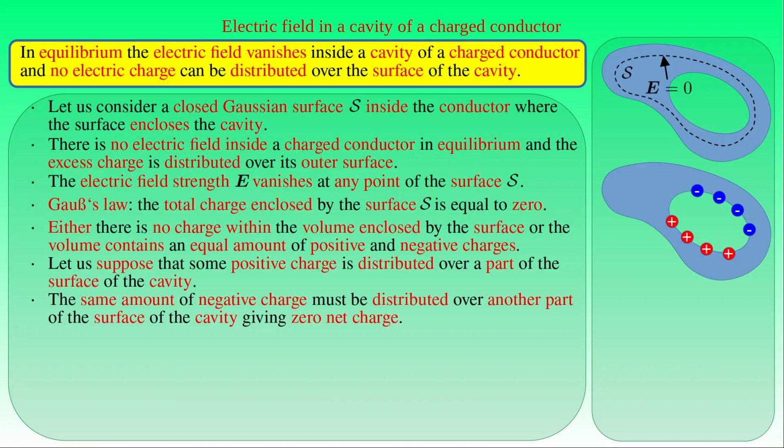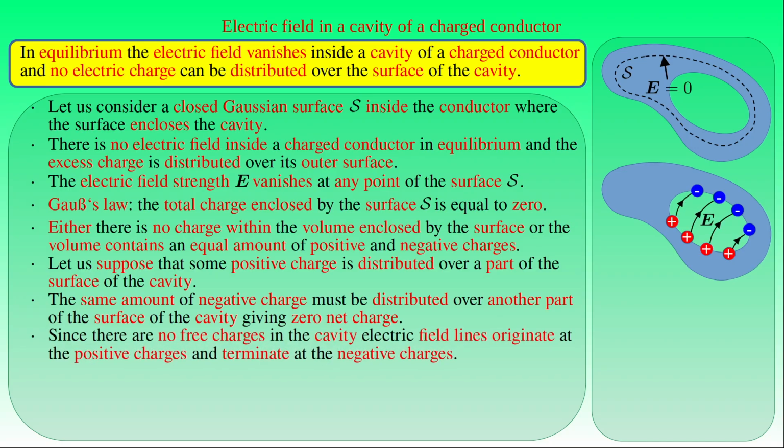The charge distributed over the surface of the cavity produces an electric field E in the cavity. The electric field lines must start at the positive charges and terminate at the negative ones because there are no free charges in the cavity. Let us consider a closed curve C inside the conductor intersecting the cavity. We can calculate the line integral of the electric field E along the section of the curve C between the positive and negative charges in the cavity, which is non-zero.